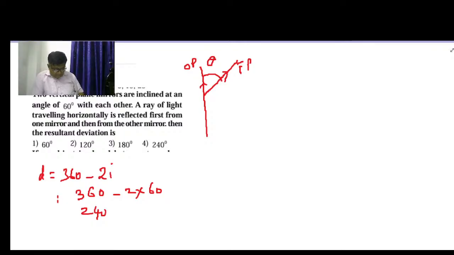Okay. So in that scenario, if I try to understand this problem, there are two vertical plane mirrors which are at an angle of 60 degree with each other. There are two plane mirrors which are 60 degree with each other. This is the plane mirror.